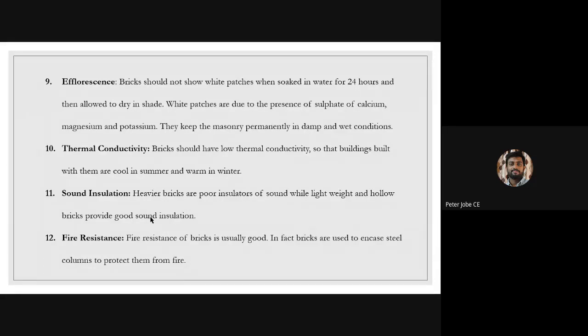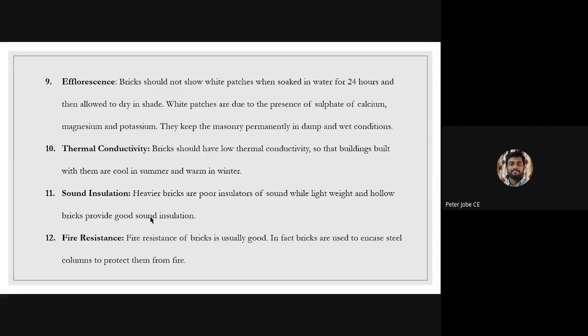So a brick should not show white patches when soaked in water for 24 hours and then allowed to dry in shade. White patches are due to the presence of sulfate of calcium, magnesium and potassium. They keep the masonry permanently damp and wet. Why? Because they keep on absorbing moisture from the atmosphere. So these white patches should not be present in a brick when we immerse it in water for 24 hours and then take it out and dry it in shade. This is the property meant by efflorescence.